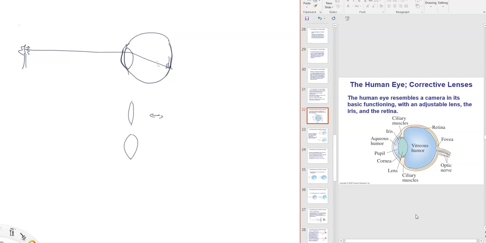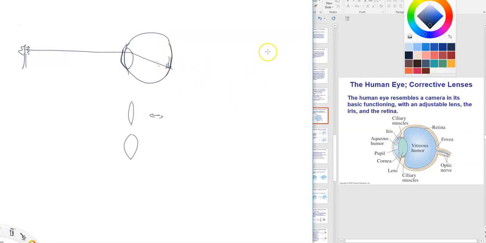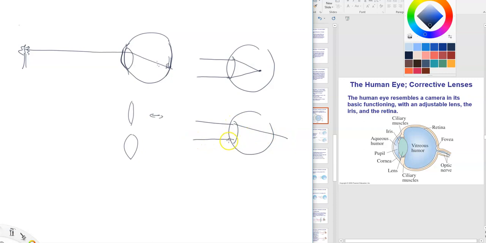To see a good image, the light needs to be focused right onto the retina. But sometimes the lens, incoming light might focus at a shorter distance, like this. Or the focal point will be too far. So it won't go beyond the retina, but it appears like it's trying to focus over here, right? So what you get on the retina is a kind of blurred image.